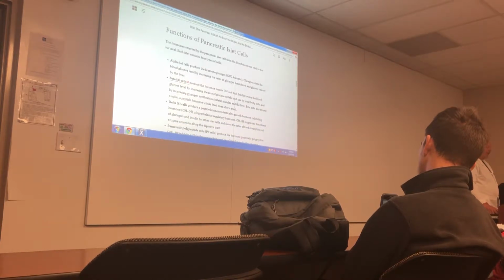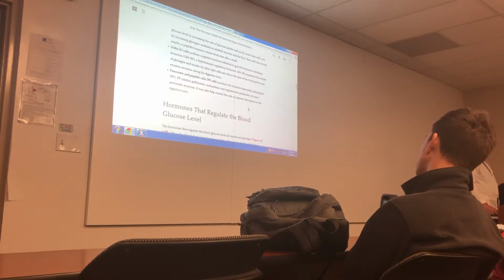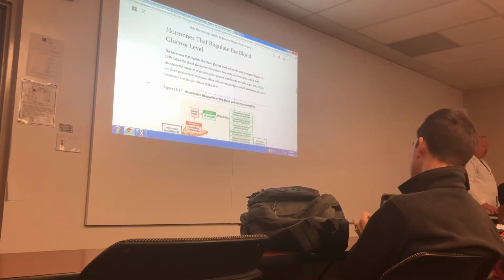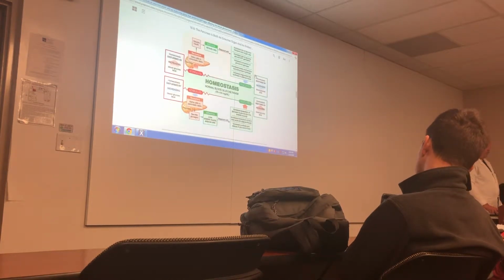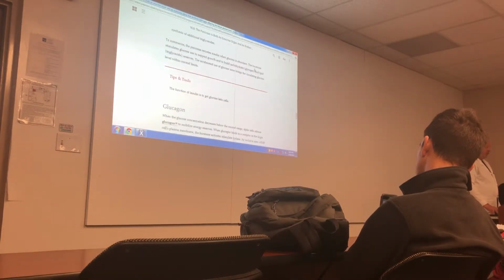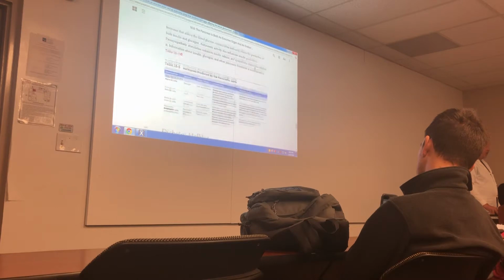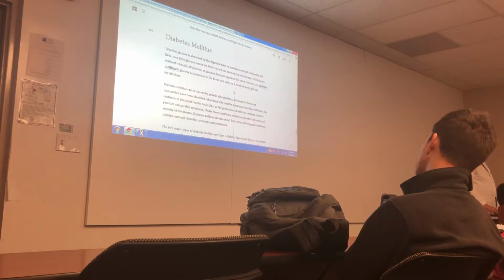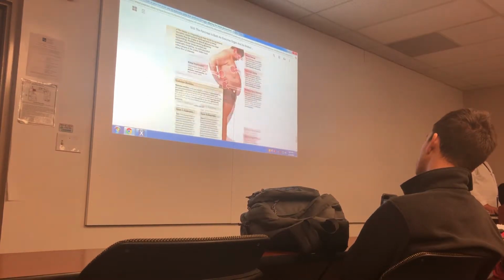There's your functions: alpha, beta, delta, pancreatic polypeptide. So those 4 different guys there. Of course, goes through insulin and glucagon. Here's your table, which helps cement the reading up there. Make sure you read diabetes mellitus.